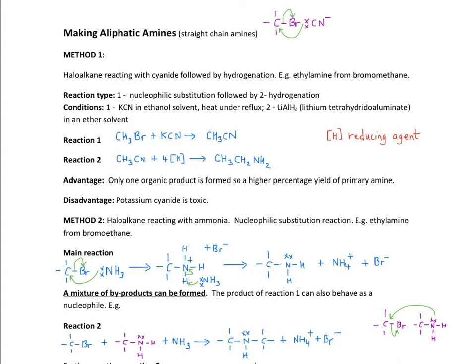So the first way of making an amine is in the reaction of a haloalkane with cyanide ions, followed by hydrogenation, that means the adding of hydrogen. So here's an example of that reaction. The haloalkane, say bromomethane, reacts with potassium cyanide, and it makes this compound here, ethane nitrile, with potassium bromide as the other product.